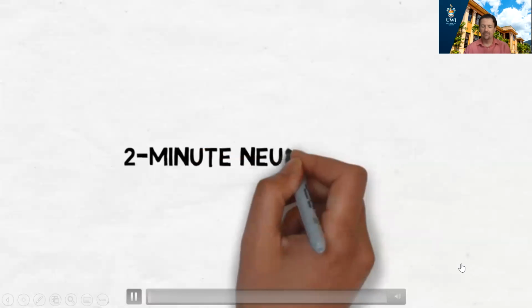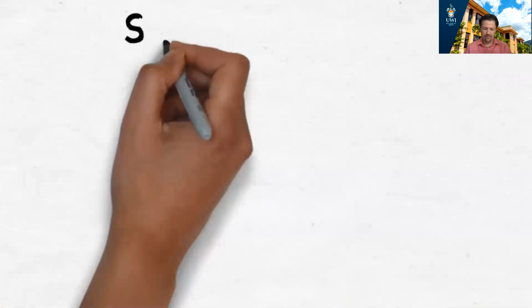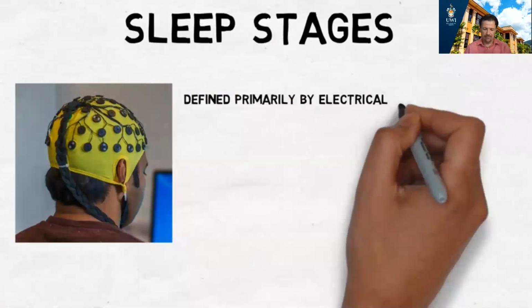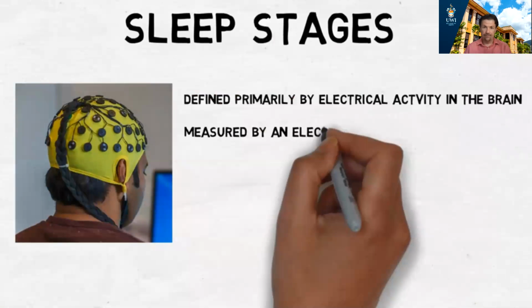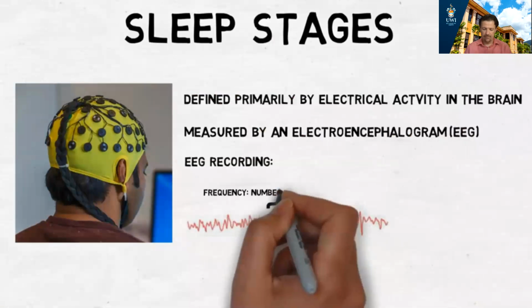Welcome to 2-Minute Neuroscience, where I explain neuroscience topics in 2 minutes or less. In this installment, I will discuss the stages of sleep. Sleep stages are defined based on the measurement of electrical activity in the brain using an electroencephalogram, or EEG. An EEG represents fluctuations in brain electrical activity and voltage as a waveform of variable frequency and amplitude.